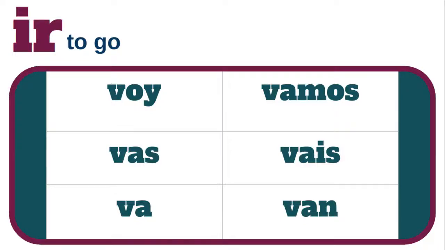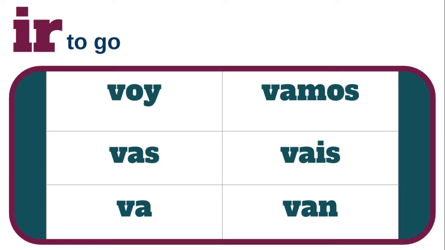Buenos días. Today we're going to look at the verb ir in Spanish. The verb ir means to go, and so it's a very useful verb. It's also an irregular verb. It doesn't follow the rules of other AR, ER, or IR verbs. In fact, it changes completely.